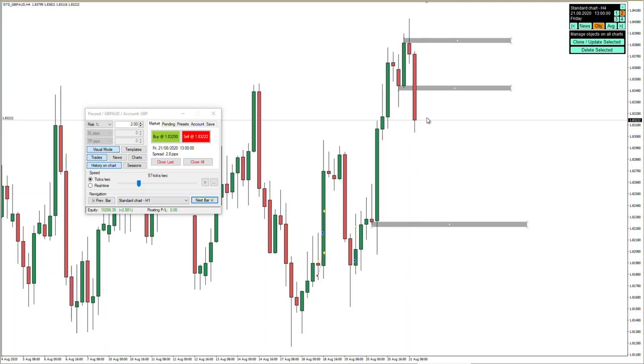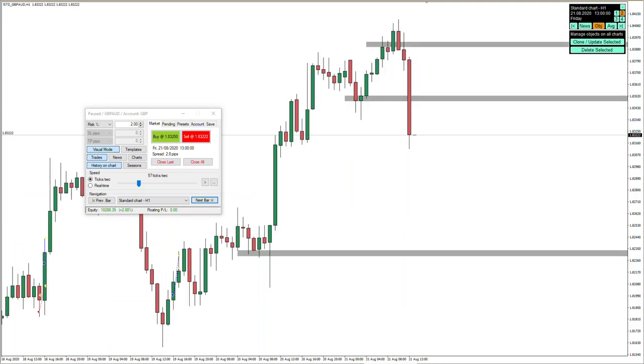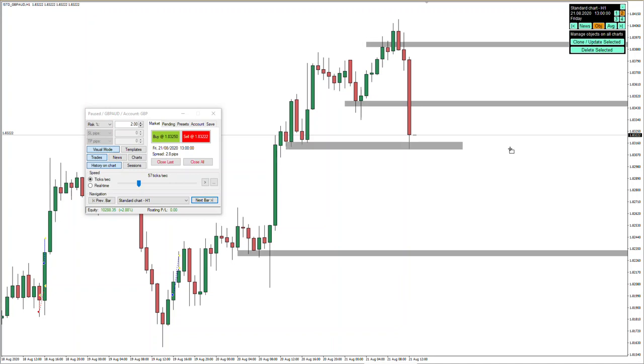Let's see what we can do on the lower time frames. We will clone these zones. On H1 it looks like this. This is quite nice, so we'll keep it like that. Let me bring this a little bit down. Oh, we do see here a little bit of a problem.